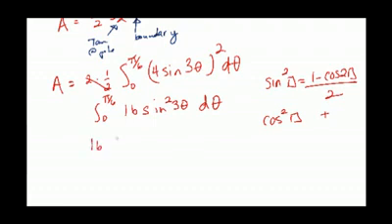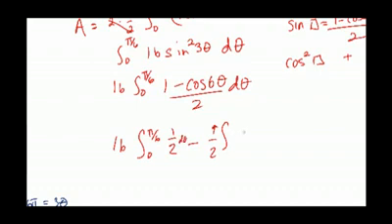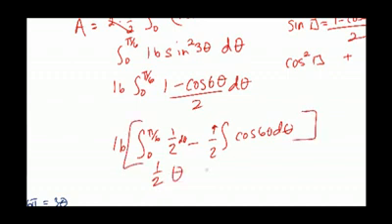So we have the 16 coming out in front, and then we have 1 minus cosine 6 theta all over 2. So then if we did 16, 0 to pi over 6, 1/2, and then minus 1/2 again, cosine of 6 theta d theta. The integral of d theta is just going to be 1/2 theta. The 16 times everything, and that's evaluated between these two bounds.